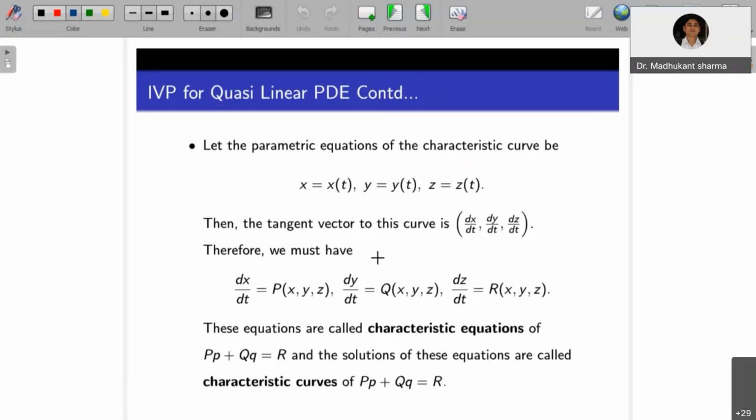And the solutions of these equations, if you try to identify the solution for these characteristic equations, will lead to a curve. These curves are called the characteristic curves of the quasi-linear PDE. So when you have been asked to identify the characteristic curve of a certain quasi-linear PDE, then you are supposed to solve the system of ODEs.